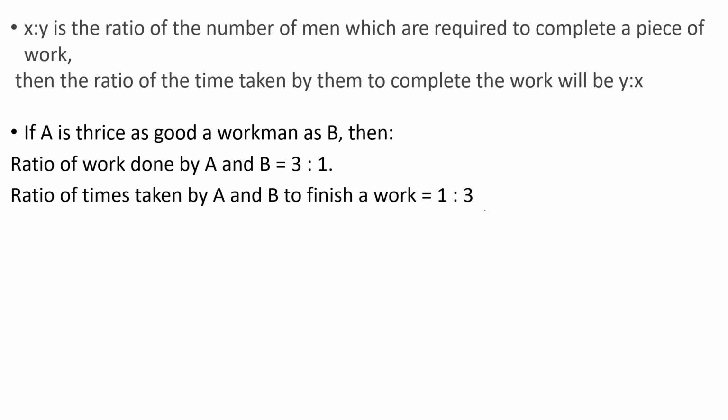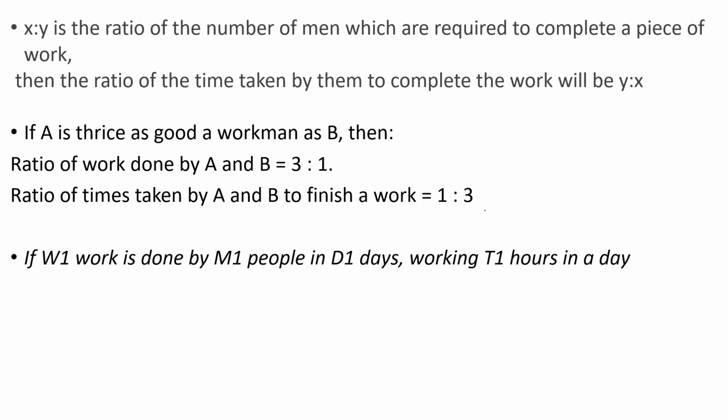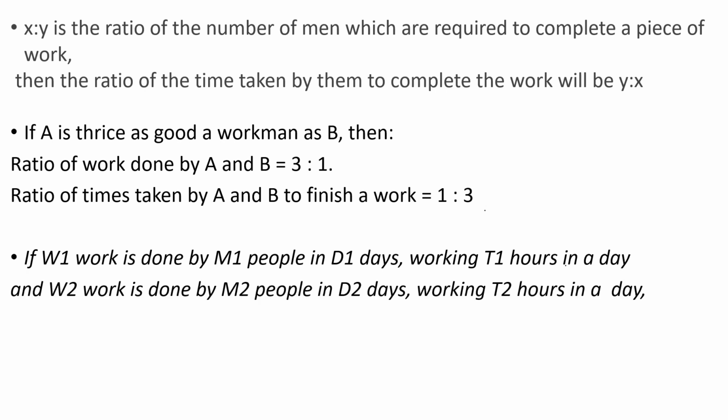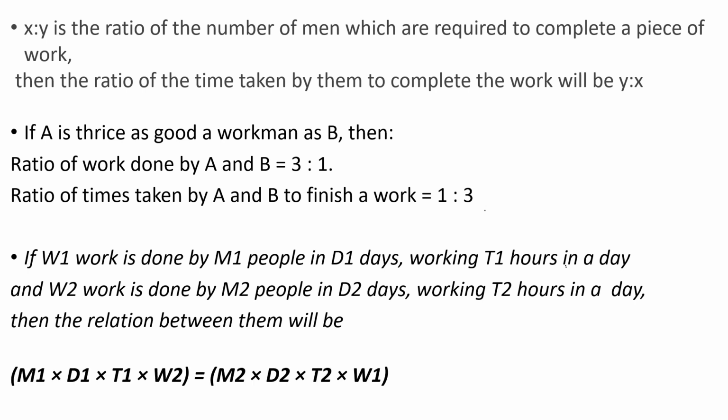One more concept: if W1 work is done by M1 number of people in D1 days working T1 hours per day, and if W2 work is done by M2 people in D2 days working T2 hours per day, then the relation between these is given by M1 into D1 into T1 into W2, here you have to consider W2, which is equal to M2 into D2 into T2 into W1.